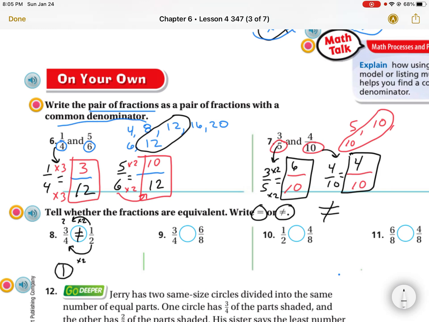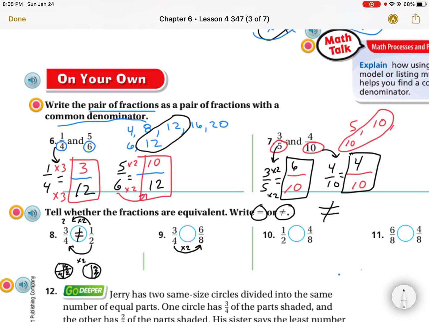I can also check that by doing a picture. There's 3/4, and there's 1/2. And those are not equivalent to each other. Okay, so let's try another one. I always look for the little one, and I'm going up to the big one. I always look at my denominator first. What can I do to 4 to make it 8?